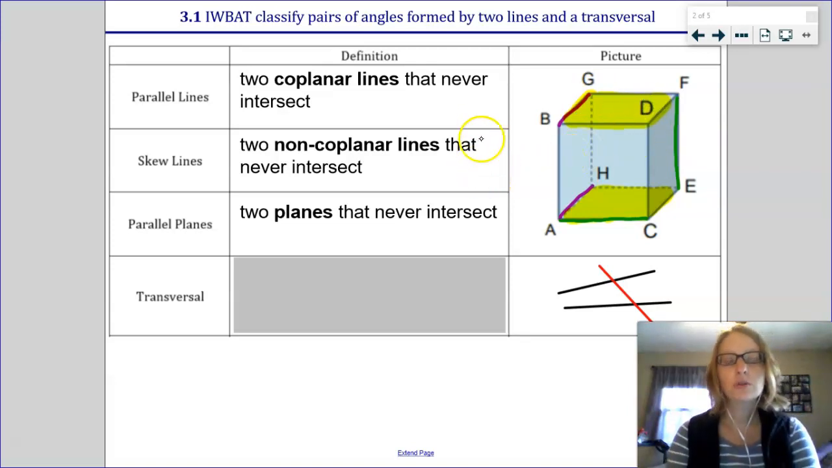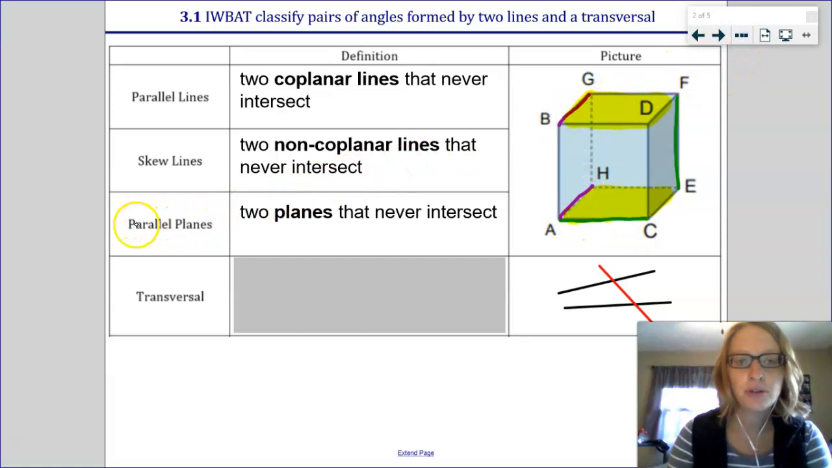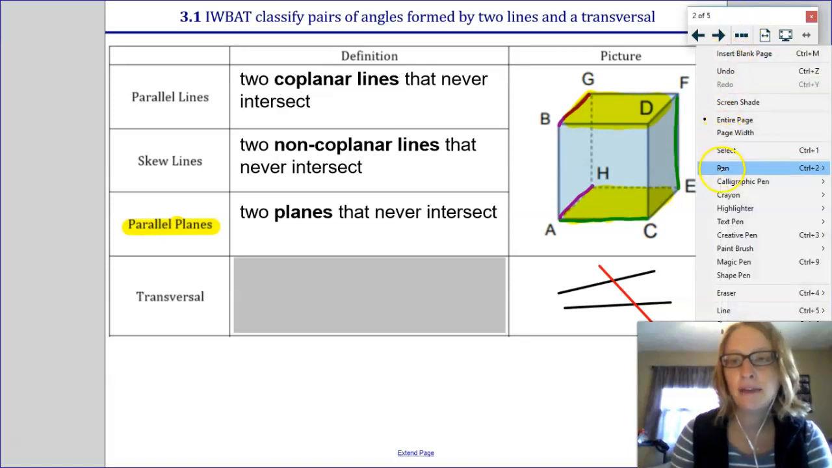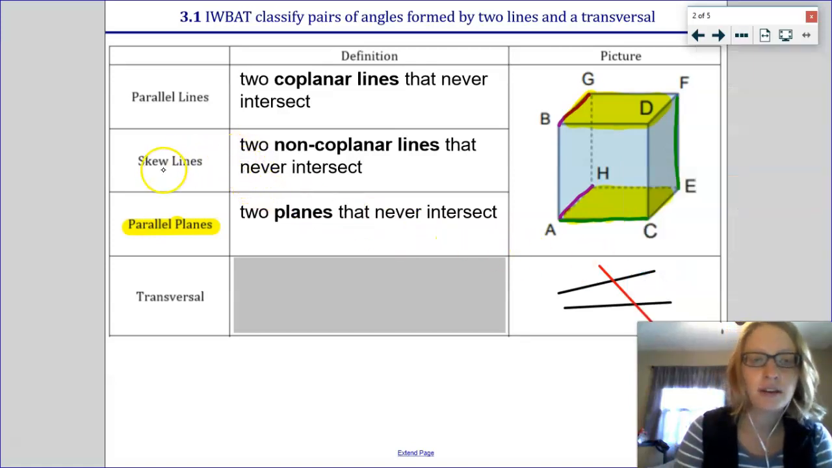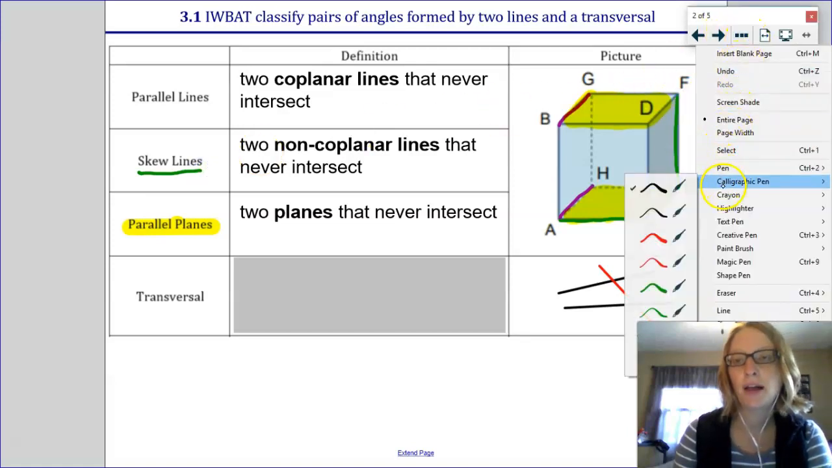So make sure you have those three definitions in your notes as well as this picture. And if you have them near you, different colors or highlighters to show the different pieces. So again, just so you remember, I used my highlighter for the parallel planes. Those are the two in yellow. I used my green pen for the skew lines, FE and A to C. And then I used my purple pen for the parallel lines.